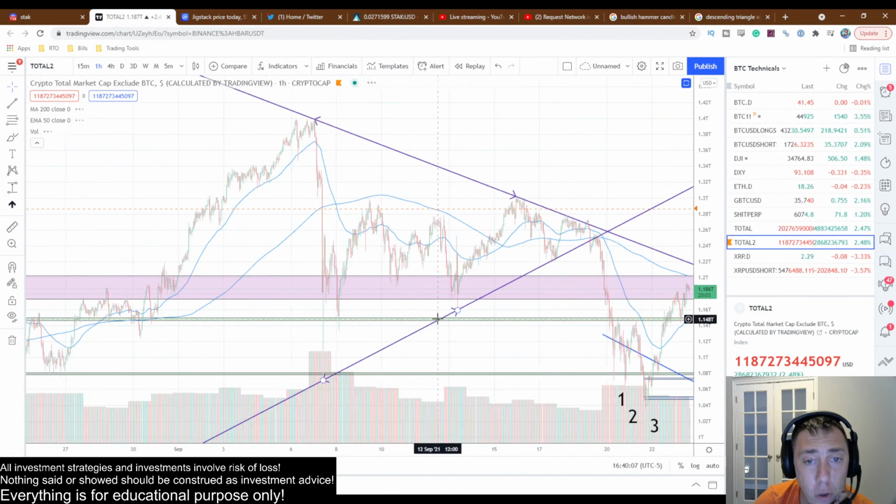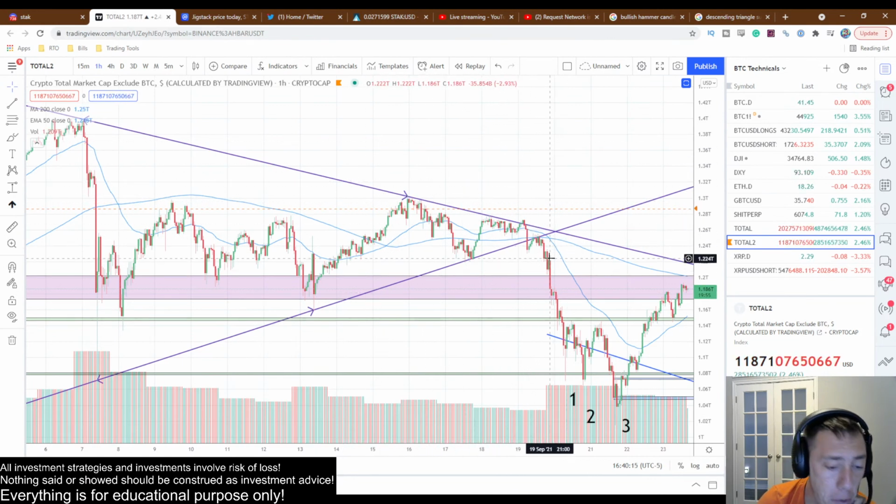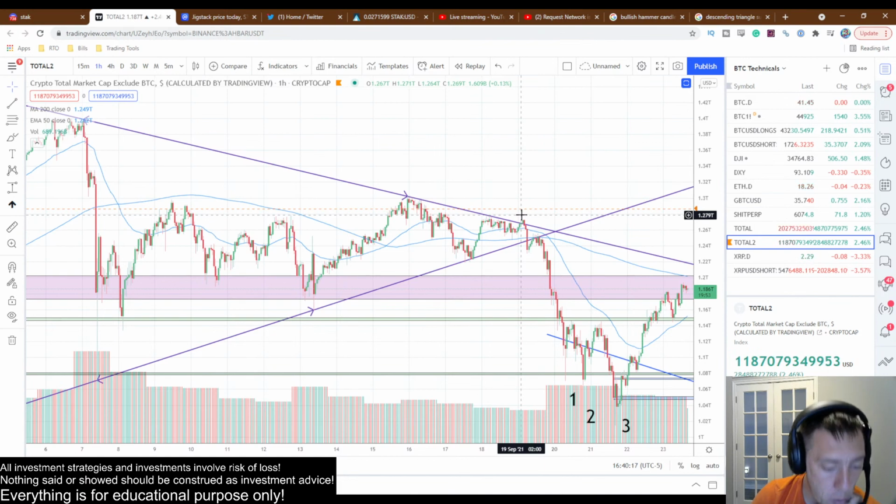So yeah, these symmetrical triangles are very, very powerful. But you don't know which direction they're going to go, right? You need to be very patient and careful and wait and wait and wait, right? And then once they pick a direction, that's when you know where it's going to go.